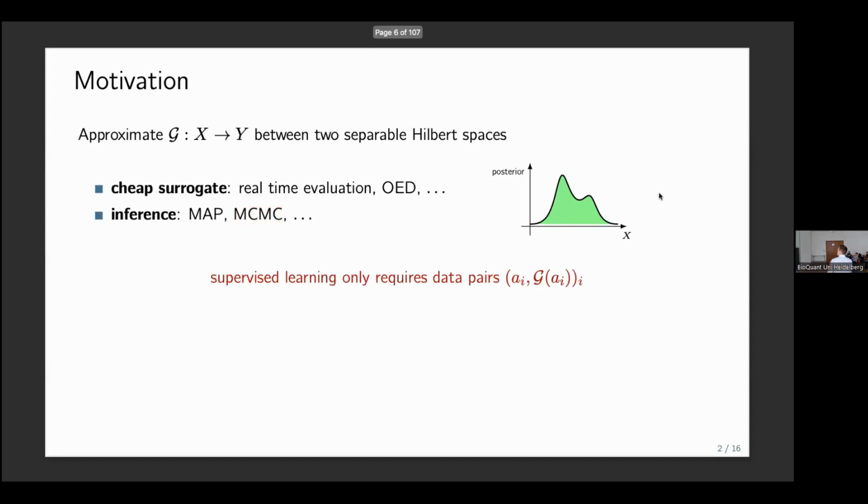And so we would like to tackle this problem now using neural networks and using something like supervised learning. So meaning what I have is data pairs a_i and G(a_i). And based on this, I want to learn the G. So I want to learn the physics in some sense.